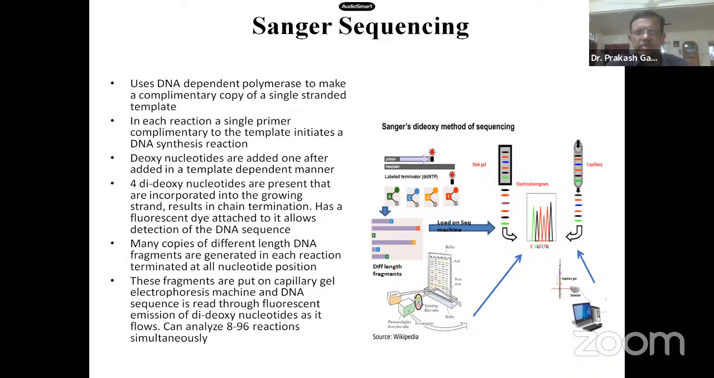As I said, it is just like conventional proofreading. So it uses DNA-dependent polymerase to make a complementary copy of a single-stranded DNA template. And one by one, each nucleotide is read. We'll not go into details of the technique for want of time. It's not required for you to order that investigation. But what is required for you to understand is that it's sequencing both exons and introns.